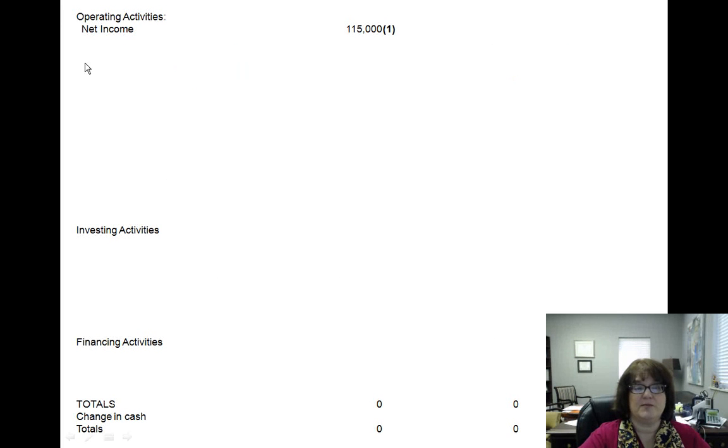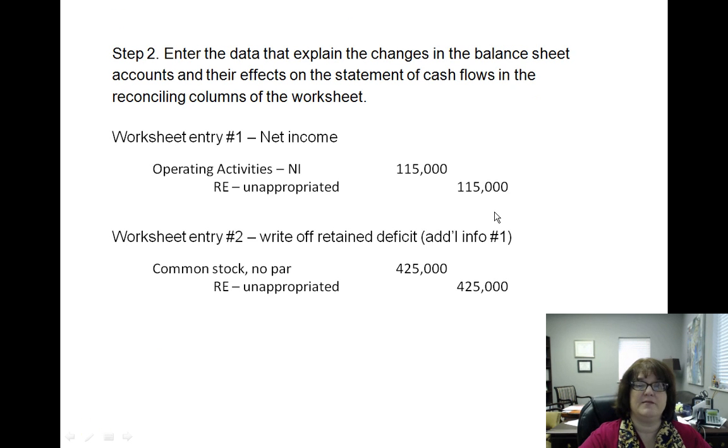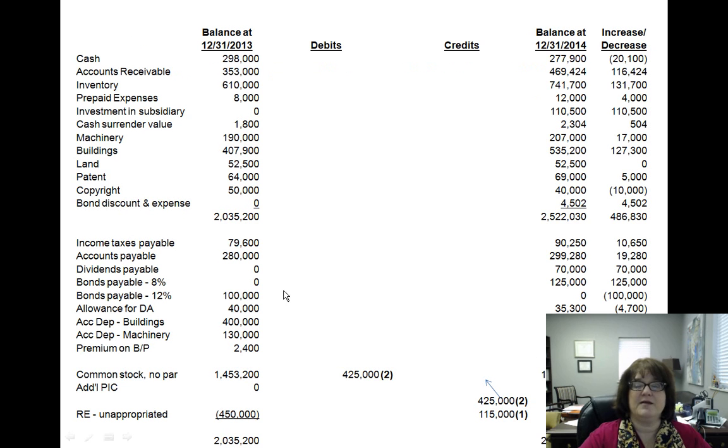Okay, I'm going to go to the bottom half of the worksheet first. And the first thing I'm going to do is debit my net income for $115,000. And then I've put the number 1 out there to denote that that's the first worksheet entry. Then I'm going to jump up into the balance sheet, and I'm going to credit retained earnings unappropriated for $115,000. For my second journal entry, I'm going to debit the common stock, and I'm going to credit retained earnings.